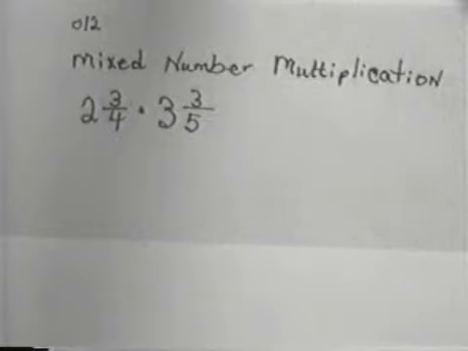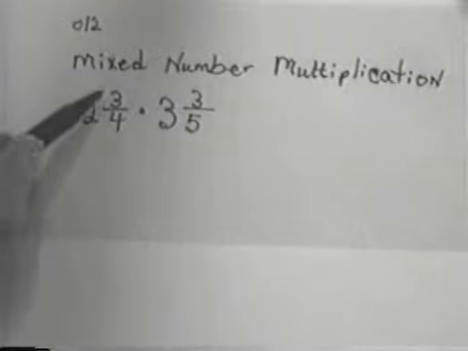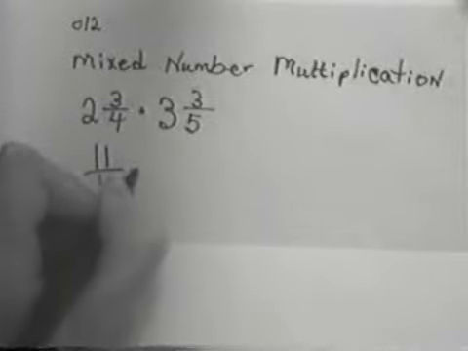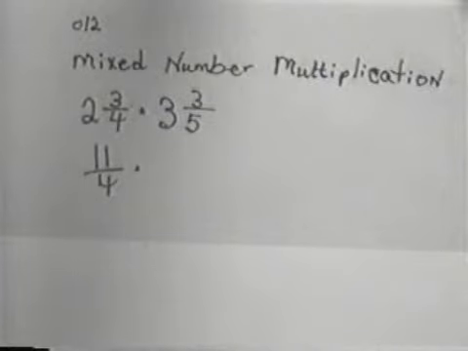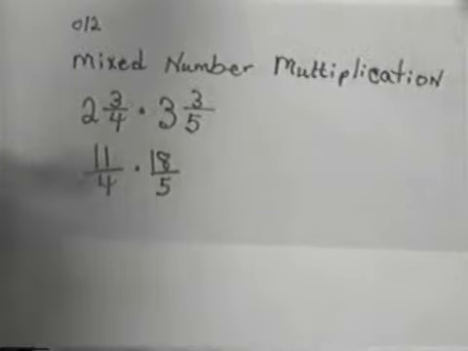Now let's do some multiplication with mixed numbers. Remember, a mixed number is a number and a fraction. So let's multiply 2 3/4 by 3 and 3/5. In order to do that, we need to make the mixed numbers improper fractions. So you remember, to get an improper fraction, we say 4 times 2 is 8, plus the 3 gives us 11 fourths. Times, and we say 5 times 3 is 15, plus the 3 gives us 18 fifths.